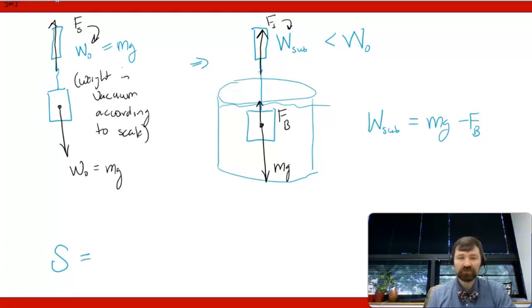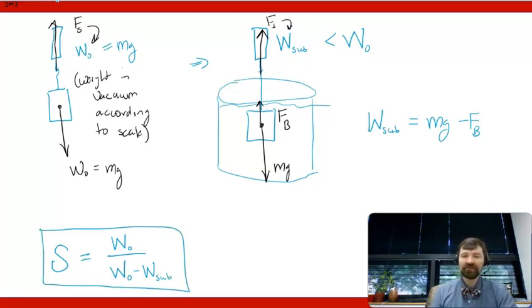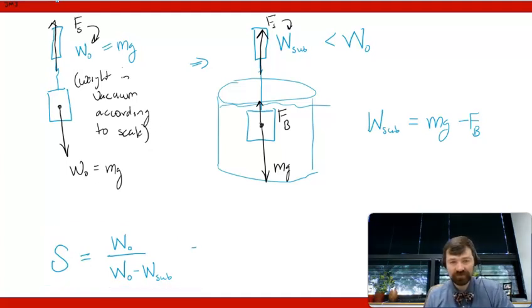Now you can put these things together and note that if I were to solve for the specific gravity, I would have the weight of the object when it's in air divided by the difference between the weight of the object when it's in air and the weight of the object while it is submerged. This comes, of course, from the fact that this difference right here would be mg minus this quantity, which would just be the buoyant force. So, put differently, I've just done W naught over Fb.